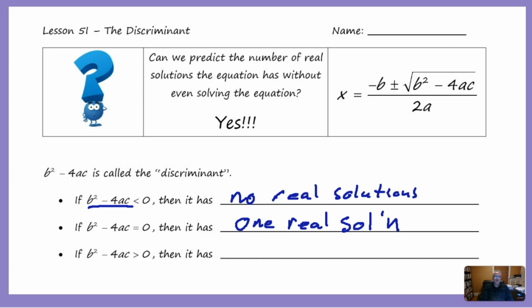Okay, well, what if it's positive? Okay. So if the discriminant is greater than 0, then this number has a square root, and we get the usual two answers. So if it's greater than 0, there are two real solutions. Okay, so just by looking at that number, we can predict how many solutions our equation will have.